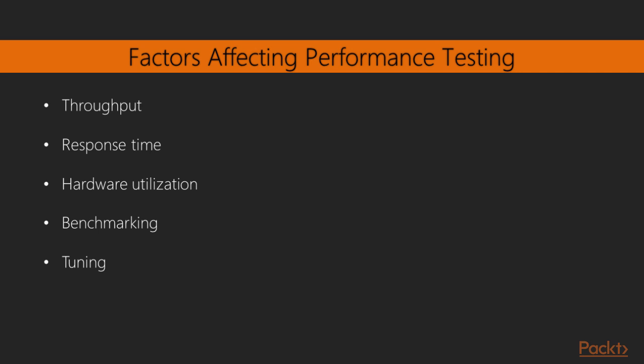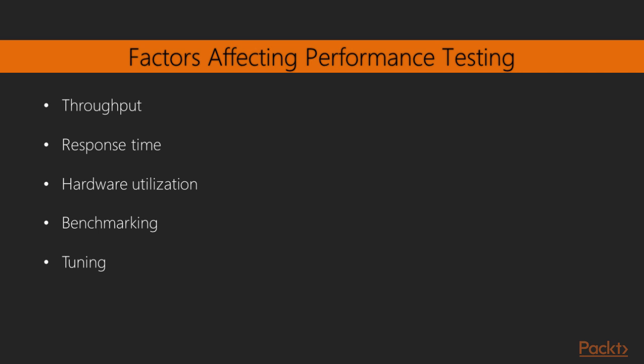The factors that govern the performance of any system are throughput, response time, hardware utilization, benchmarking, and tuning. Throughput means the capability of an application to handle multiple transactions in a given point of time. The throughput increases almost linearly as the number of requests on the server.